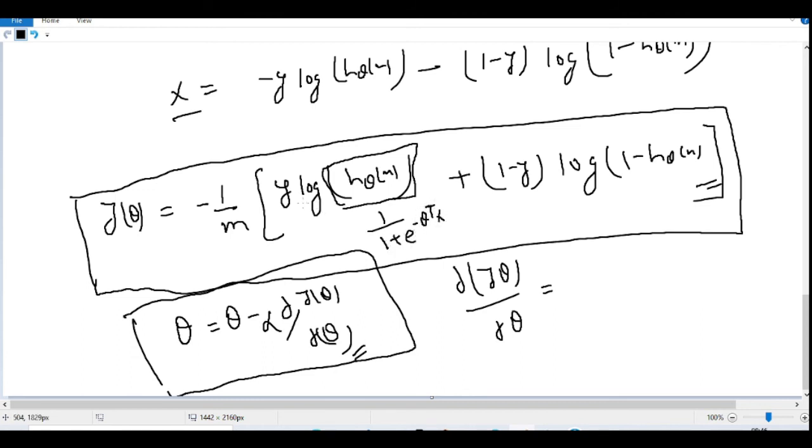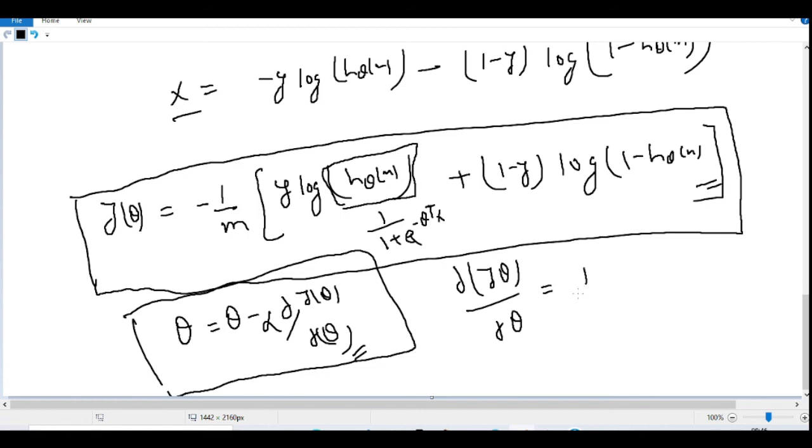So this is log h, then 1 minus y times log(1 minus h), and then we need to differentiate. Make sure that we are doing the partial derivative. When we are doing the partial derivative, suppose you are differentiating with respect to theta, then only theta will be considered as a variable and everything else will be considered as a constant. So considering everything as a constant, we'll just differentiate this cost function.